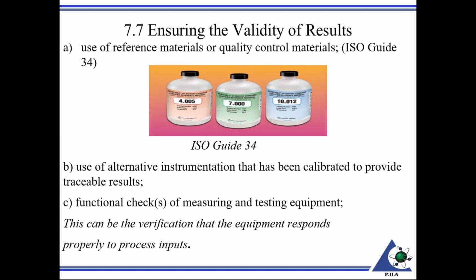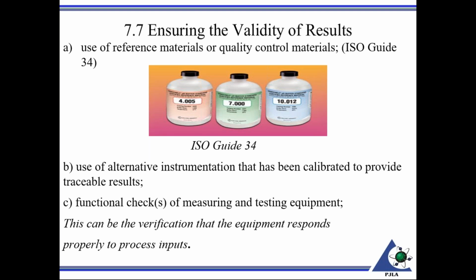ISO 34 is for reference material producers, so you could very well have reference materials with assigned values where you can go back and test your results. What I have up on the screen there is perhaps pH buffers, which could be used to check pH meters that are being used in your testing.